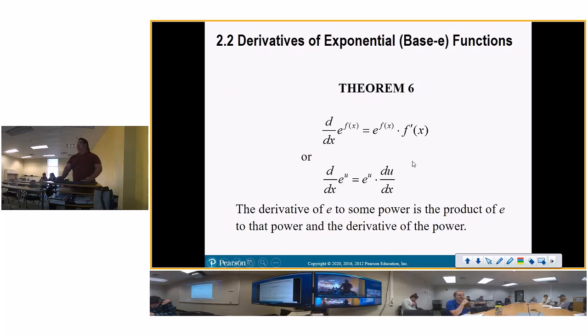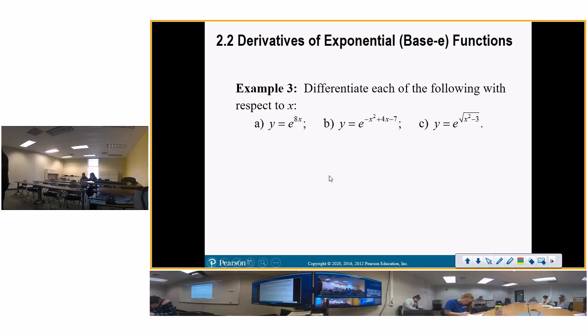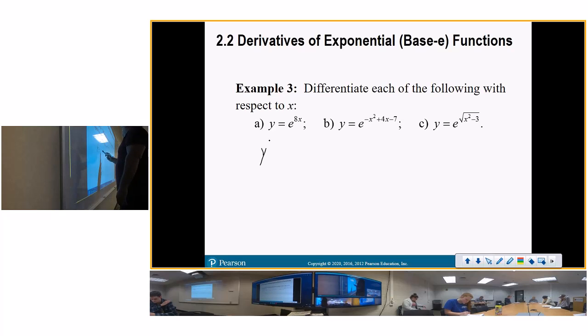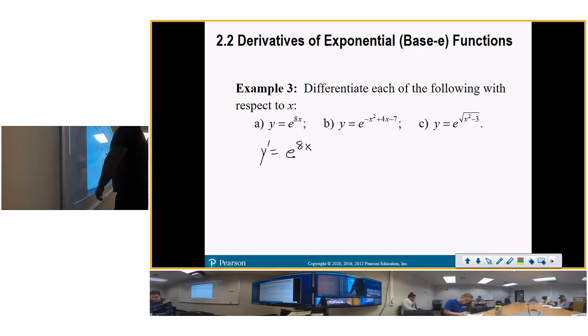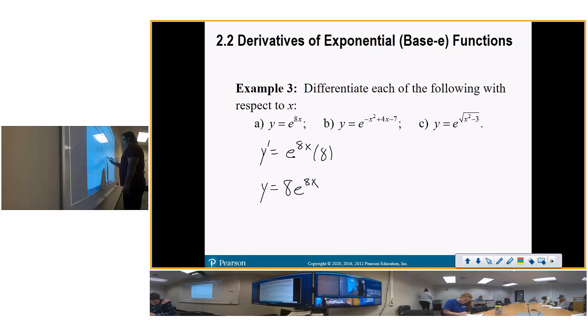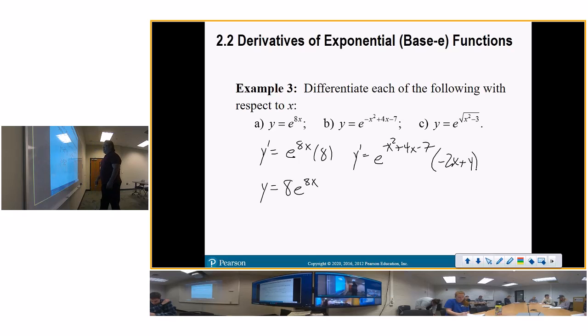All right. If I have something other than e to the x, then I've got to do the chain rule. So what do we do here? y is equal to e to the 8x. So therefore, y prime is equal to e to the 8x, and then times 8. So y prime is equal to 8e to the 8x. Here, y prime is equal to e to the negative x squared plus 4x minus 7 times negative 2x plus 4.